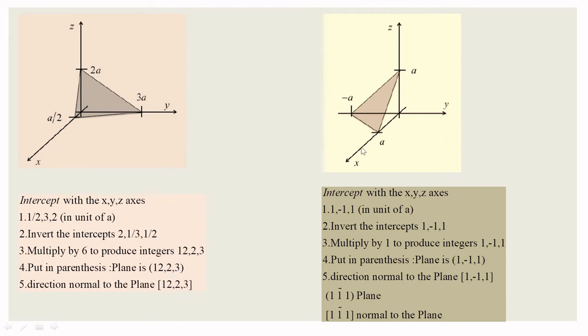That's it. For the fourth problem, the intercept at x is 1. For y it is at the minus position, so it is minus 1a, the coefficient. For z, a at 1. So if you invert the intercepts, 1, minus 1, 1. If you take the LCM, that will be 1. So just multiply, and represent in plane and represent in the direction.